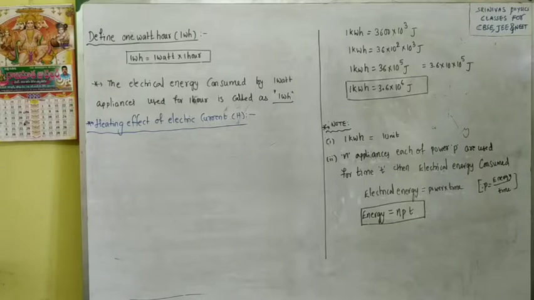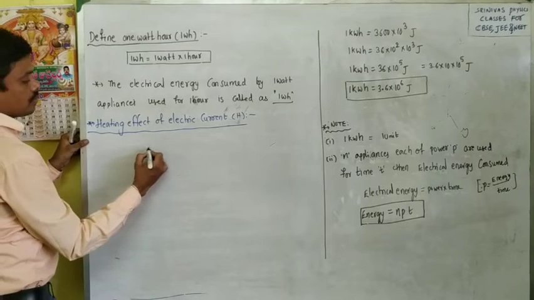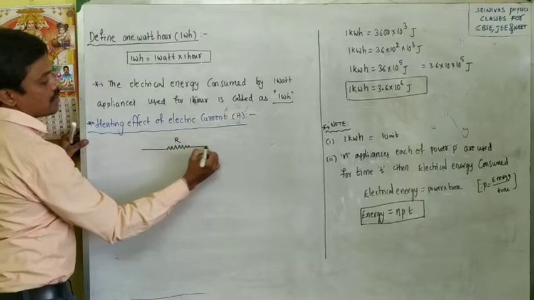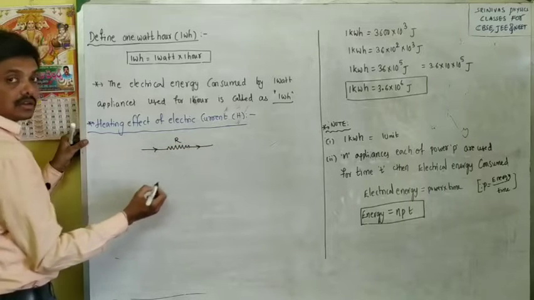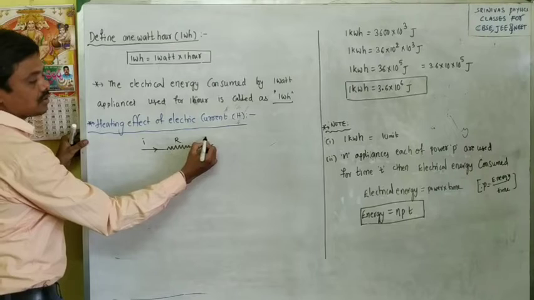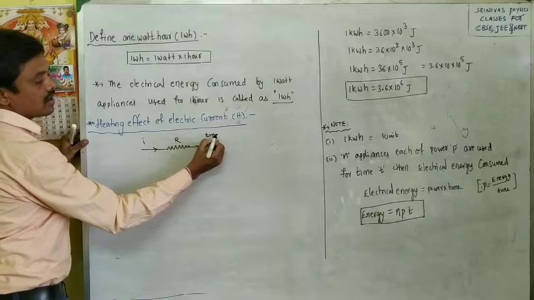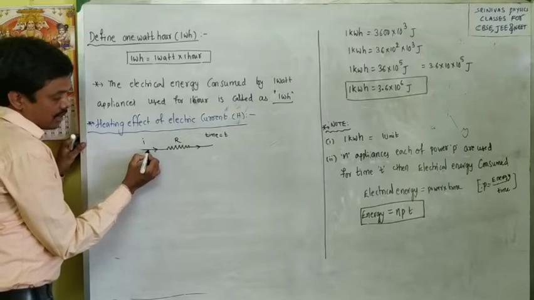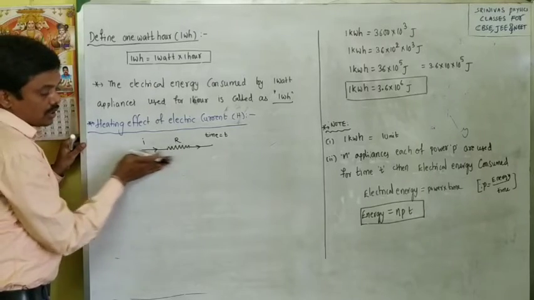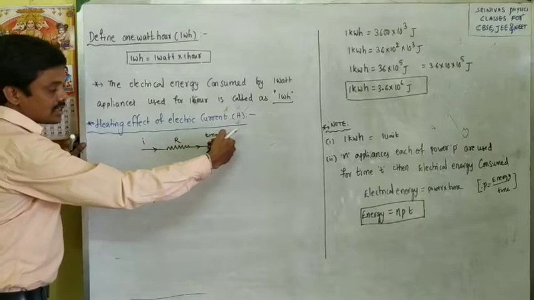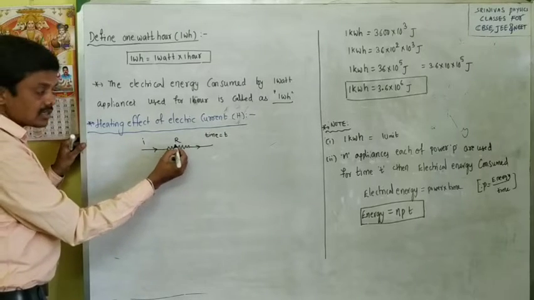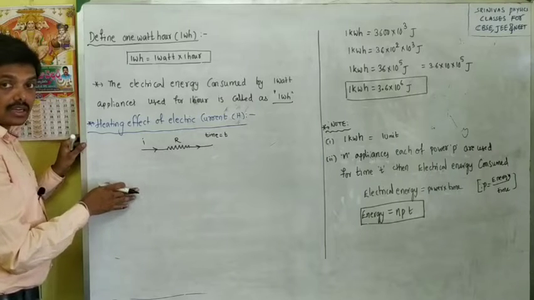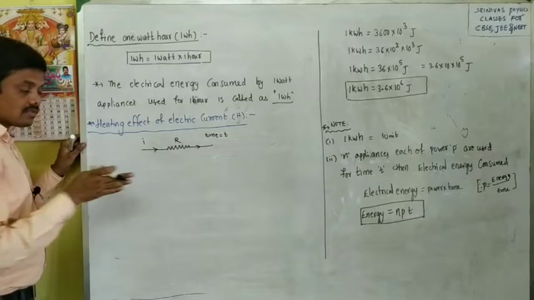Okay, when current passes through a resistor, if the current I passes through it for time t, then when current goes to the right side, electrons go to the left side, and these electrons collide with the ions. This resistor opposes the motion of electrons. How is the motion opposed? The ions collide with them.